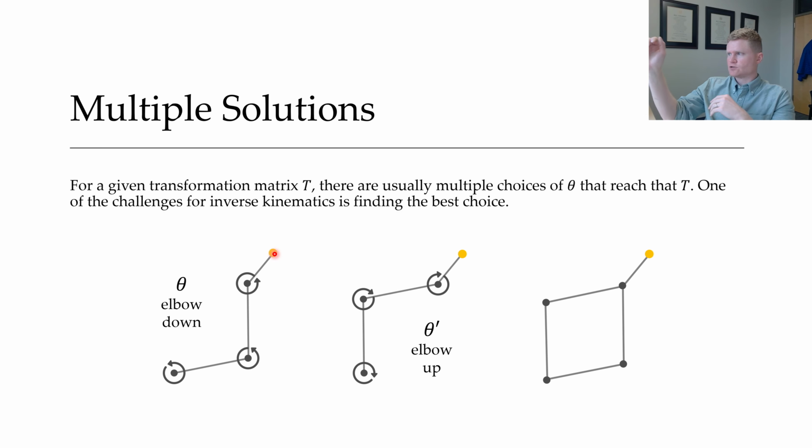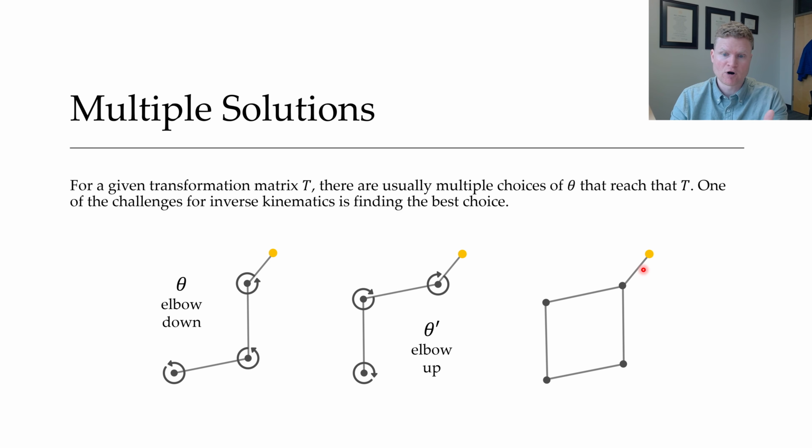Well, if you think about it, there's 2 totally different ways you can reach that desired position. One is the elbow down configuration, and the other is the elbow up configuration. They both are valid answers. They both give you that same transformation matrix T. They're just 2 different ways of reaching it. And here I've shown both of them in the same drawing. Right? And that's often going to be the case.